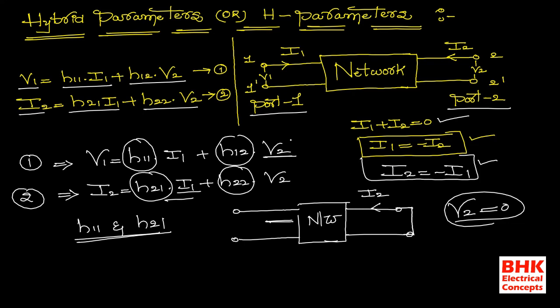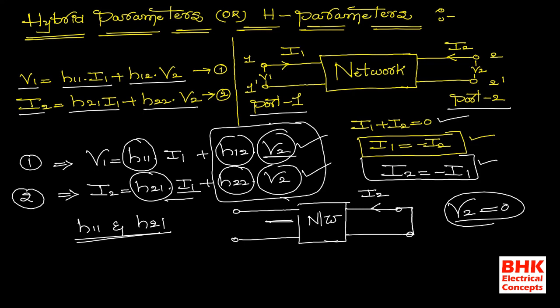Now after getting this, just substitute in equations number 1 and 2, and then the whole second term will become 0. If I substitute V2 is equal to 0 in these two equations, these complete terms will become 0. Now what are the remaining terms? V1 is equal to H11 I1 and I2 is equal to H21 I1 are the remaining terms. So I am writing here V1 is equal to H11 I1 and I2 is equal to H21 I1. After substituting V2 is equal to 0 in equations number 1 and 2, you have only equations like this.